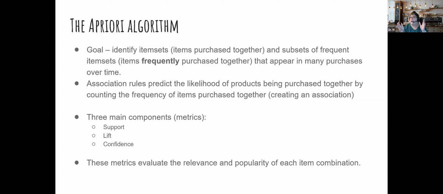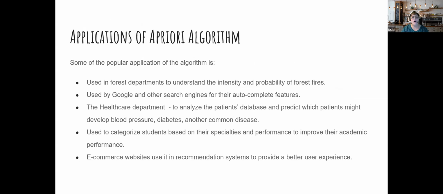The bigger the product catalog, the scarier it gets, right? So, some of the popular applications of this algorithm are forest departments, if, let's say, they want to understand the intensity and probability of forest fires. In this case, they're looking at weather conditions: if I have this condition and that, what is the likelihood of a forest fire?